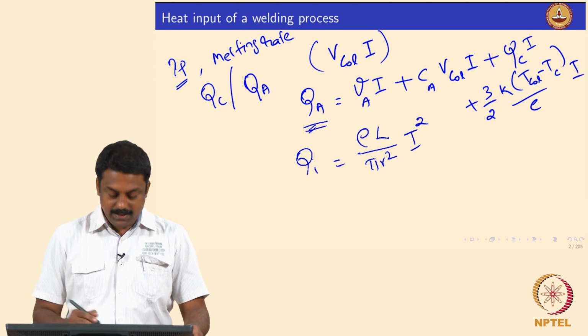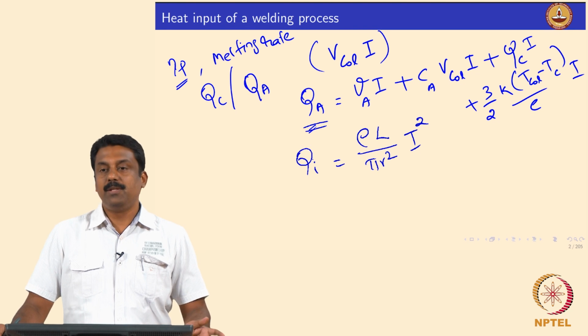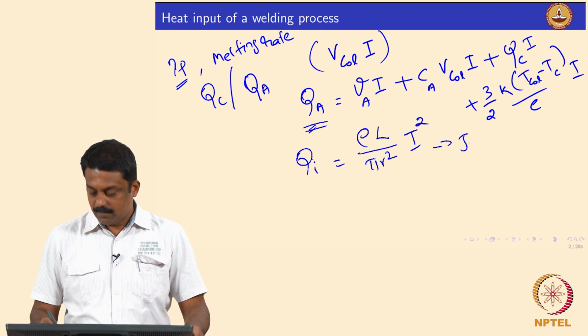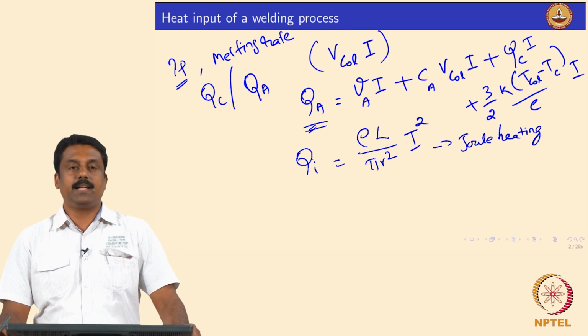So that is the heat generated by resistance, by Joule heating, at the wire. And what is L here? So L here is the stick out length.